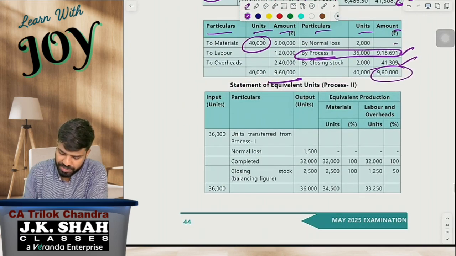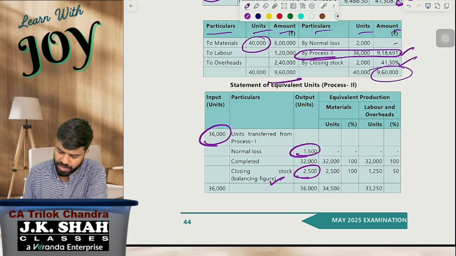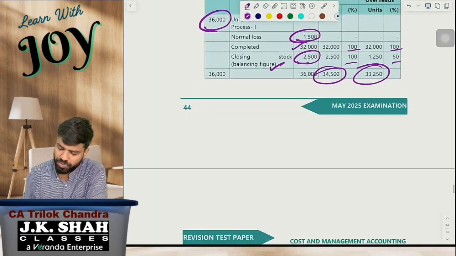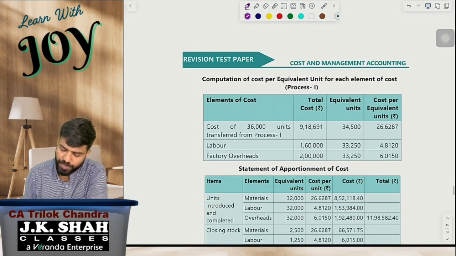Statement of equivalent units: 36,000 input, 1,500 normal loss, 2,500 balance figure. Closing stock and complete is 32,000. Complete is 100%, 100%. Closing stock is 100%, 50%. We'll get 34,500, 33,250.